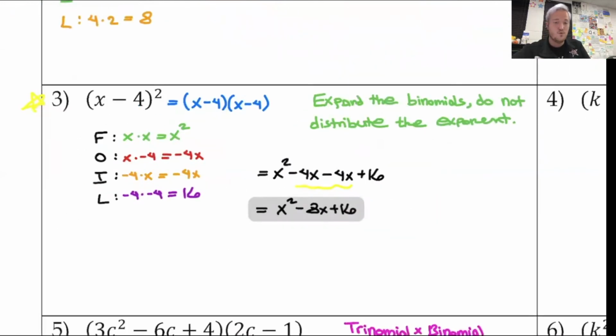So really make sure that you expand here. Do not distribute the exponent. I know with power rule, it's going to be a little bit counterintuitive and a little bit backwards, but remember, those exponents that we did with power rule were all monomials. If it's a monomial, you can distribute, but if it's a binomial, trinomial, or polynomial, anything more than one term, you cannot distribute.